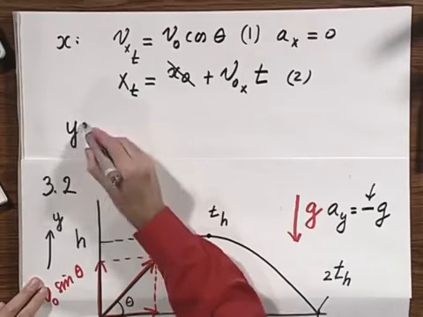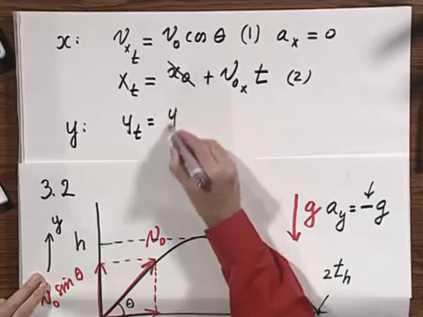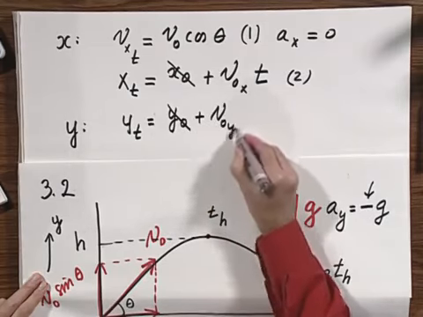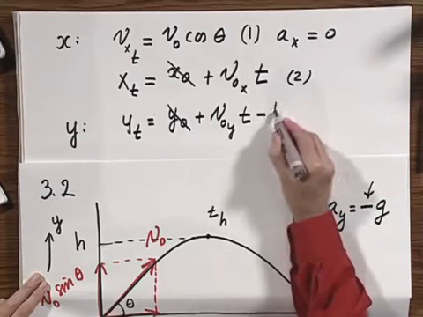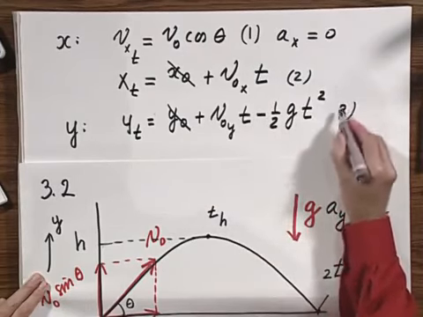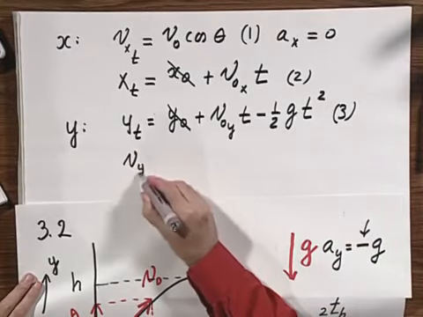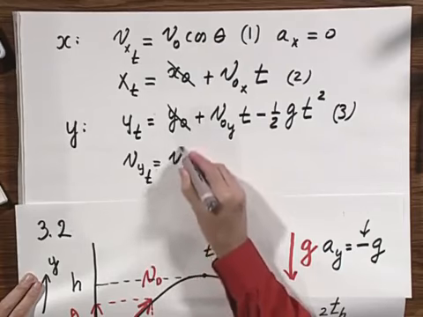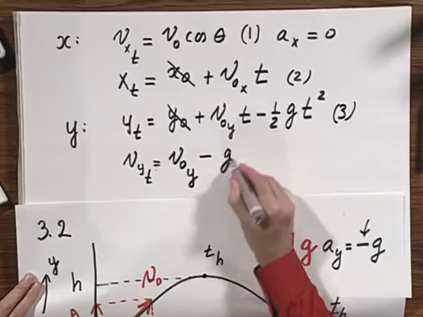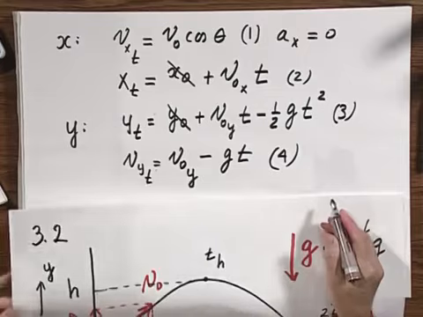Then in the y direction, I have that y as a function of time would be y0, which I also choose 0, plus v0 y times t minus 1/2 g t squared. That's equation number 3. And the velocity in the y direction as a function of time equals the velocity in the y direction at time t equals 0 minus gt, and that is my equation number 4.